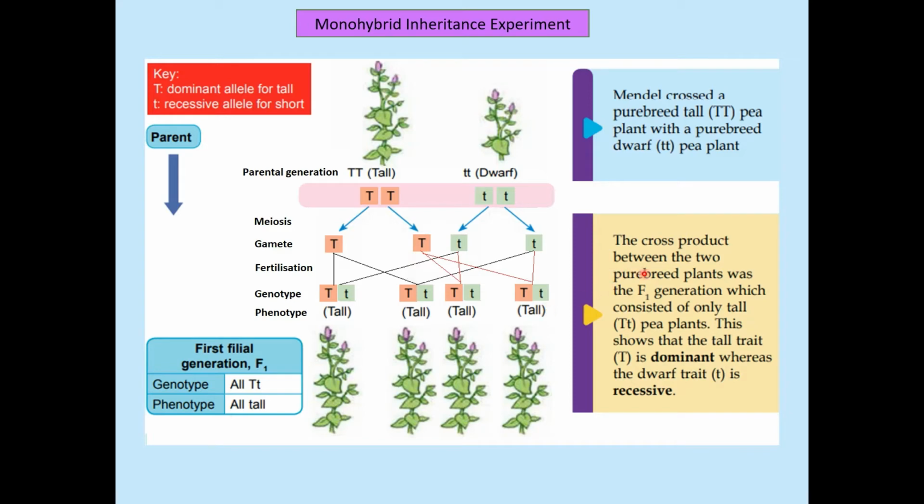The cross product between the two purebred plants was the F1 generation, which consisted of only tall pea plants. This shows that the tall trait is dominant, whereas the dwarf trait is recessive. So all the products of the filial 1 generation are tall. The genotype is all heterozygous dominant, big T, small t.